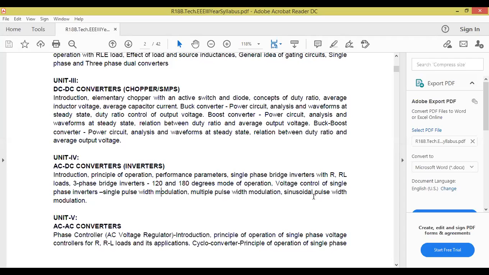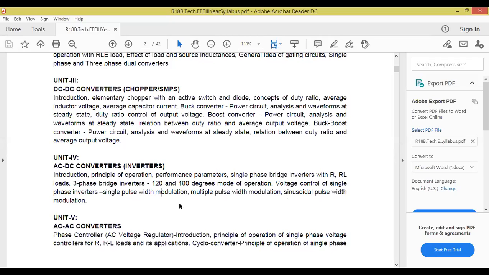Next, voltage control of single phase inverters. This is what I just now mentioned: how you are controlling the output voltage of the inverter. In an inverter we convert DC to AC, but the power electronics subject says that the output voltage can be controlled. So how to control the output voltage of inverters is the topic, voltage control of single phase inverter. And in this topic we have seen single phase pulse width modulation, multiple, and the most important thing, sinusoidal pulse width.